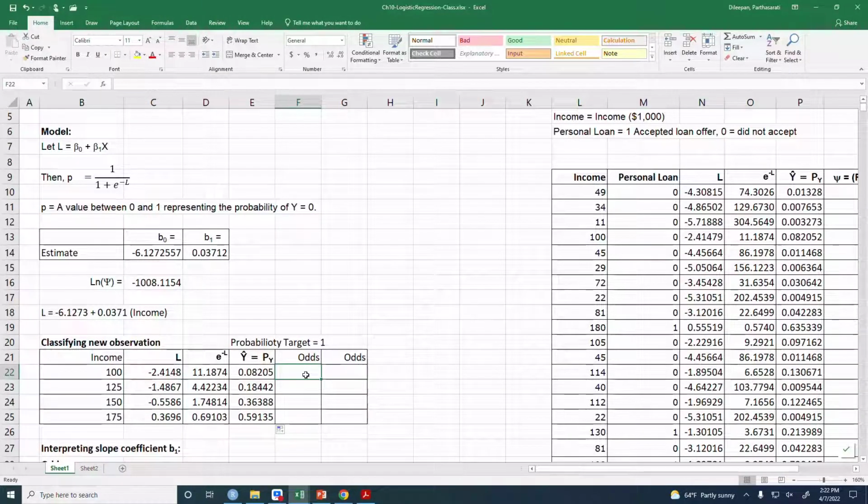Now there is something called odds, and because of the way we set up the probability function, it turns out that there is some relationship between the slope coefficient and odds. Odds is another way of expressing probability. They are not the same, they are related. Probability is always a number between 0 and 1, right? Odds, on the other hand, cannot be negative. You cannot have negative odds.